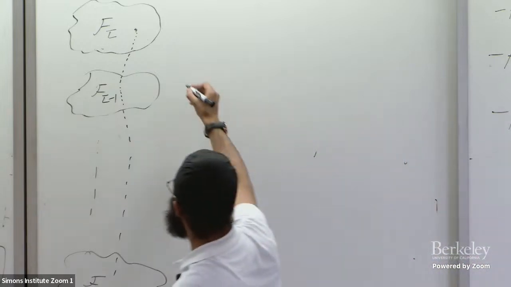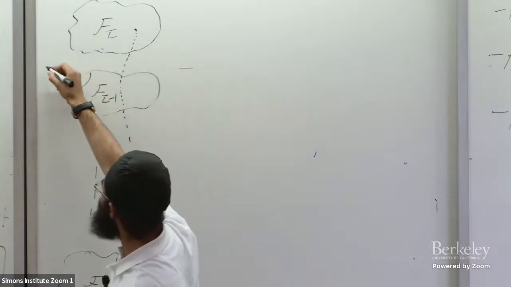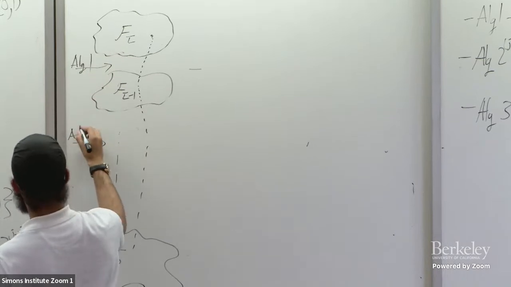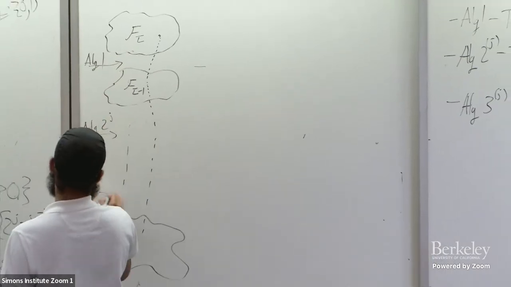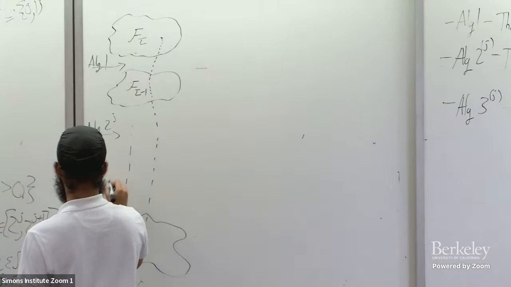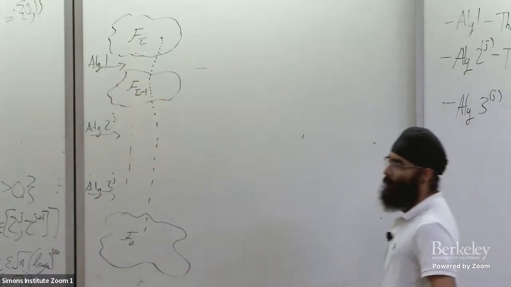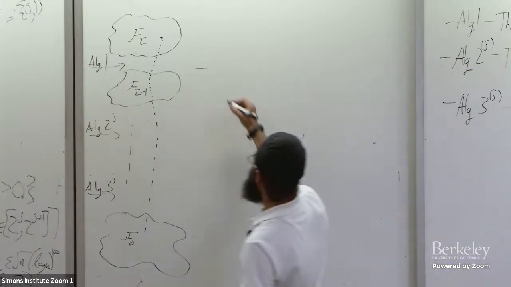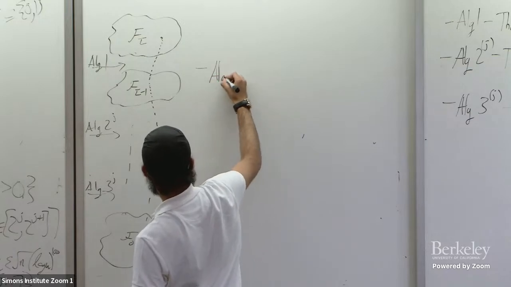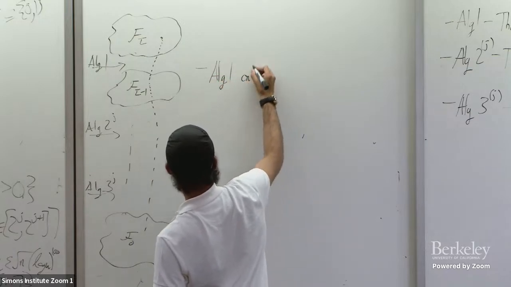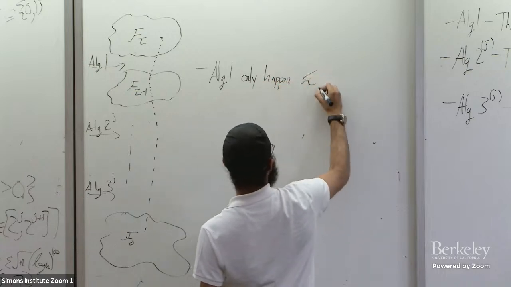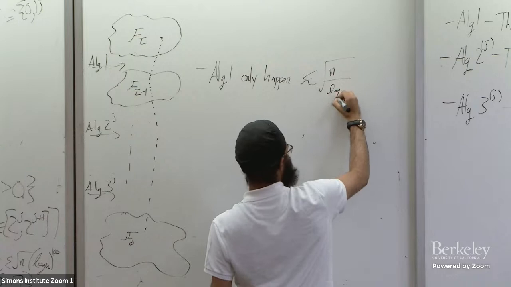So let's maybe do this. So at every step, there's some like label for the step. It's like an alg1 step, or like an alg2j step, or let's say an alg3j step. So I'm just going to sort of bound the number of changes, and the change to the max degree that happens from each of these steps separately. So alg1 only happens n over log n times.